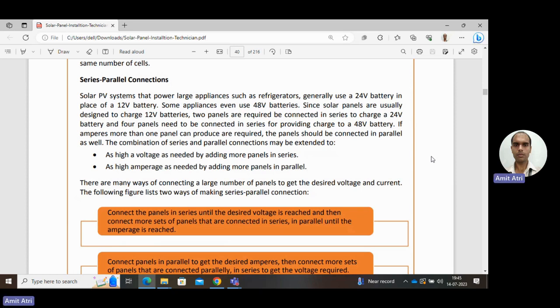The combination of series and parallel connections may be extended to as high a voltage as needed by adding more panels in series. If we need to increase the voltage, then we will connect more panels in series. And second, as high an ampere as needed by adding more panels in parallel. If we need to increase the current, we will connect the panels in parallel.